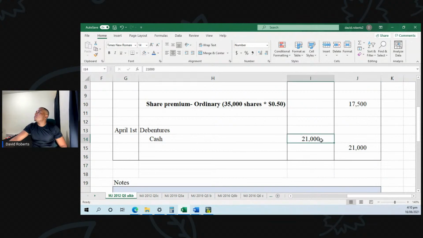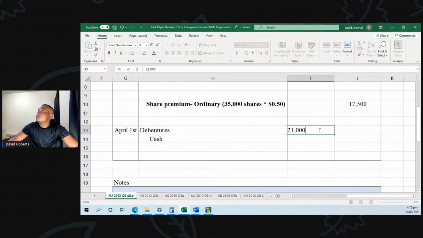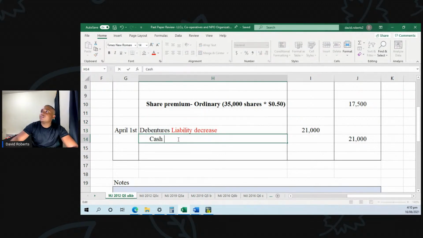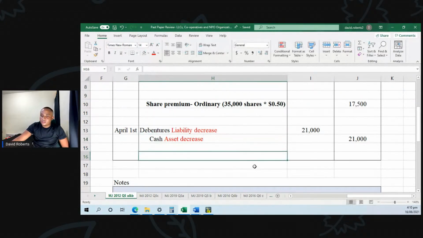Oh my gosh, I have it in the wrong lines. Let's just make that little note there. Now this is a liability decrease, and that's why it is debited. And we have an asset decrease, and that's why it is credited.